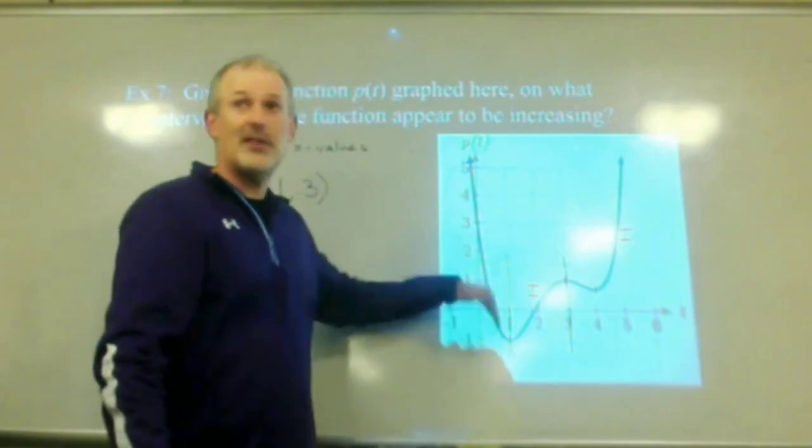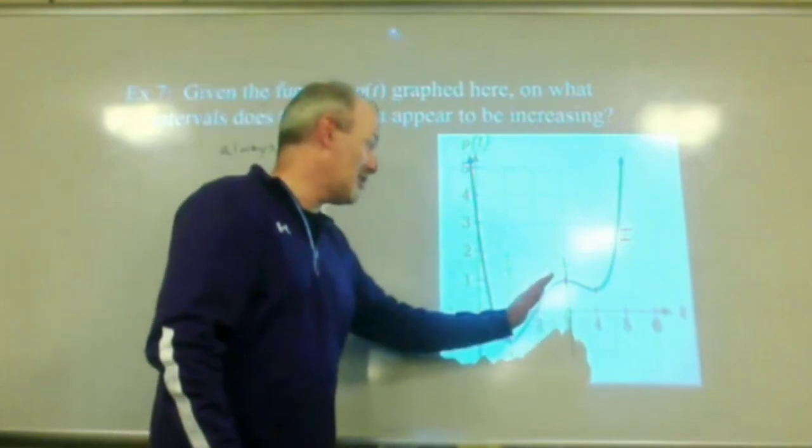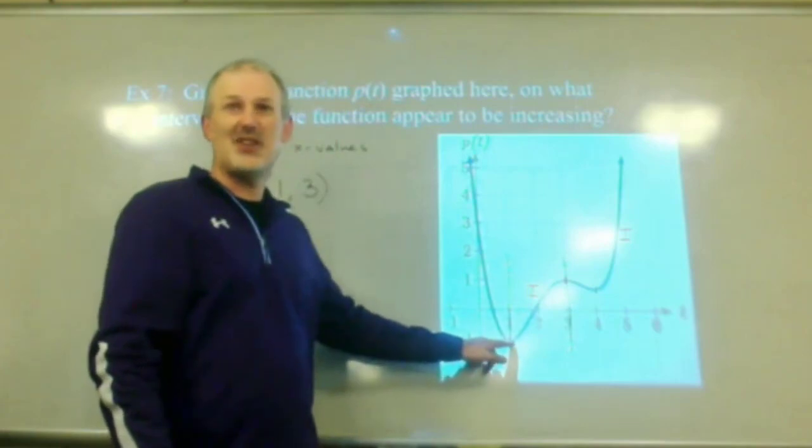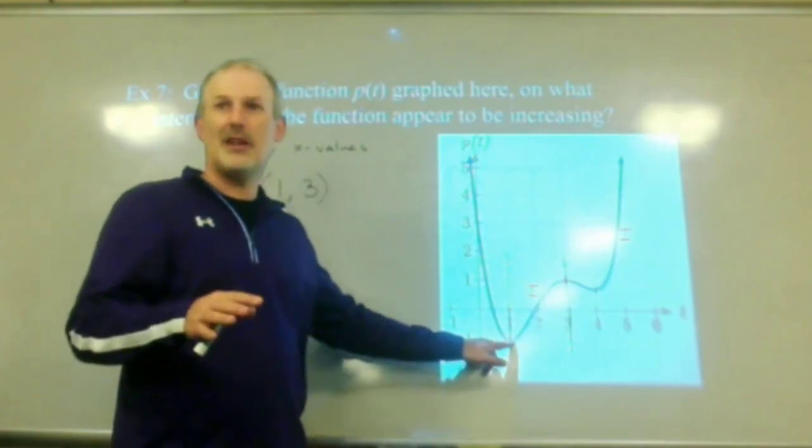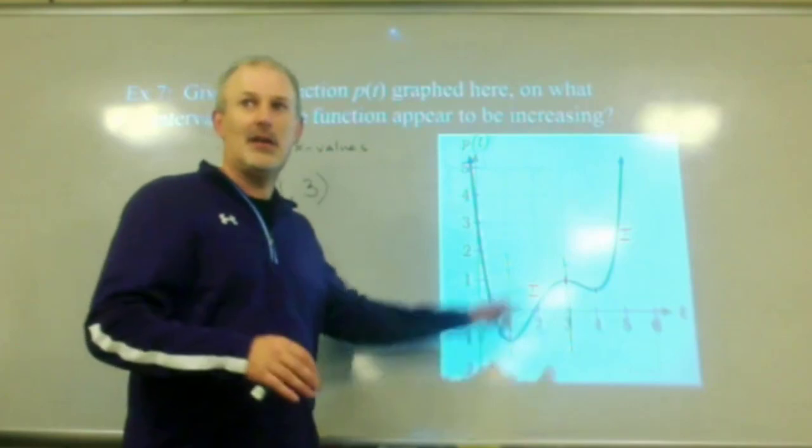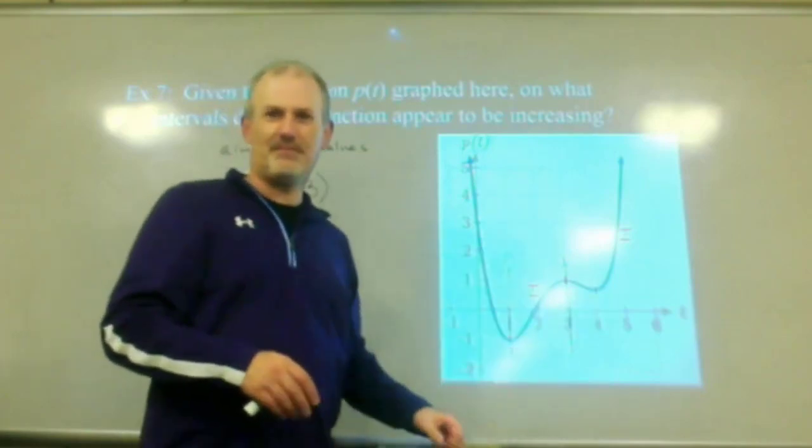Okay, so this is the same thing. You've got a negative rate of change over here. You've got a positive rate of change over here. This rate of change is 0, so it's not doing either. It's not increasing or decreasing on that boundary point. Okay, does that make sense?